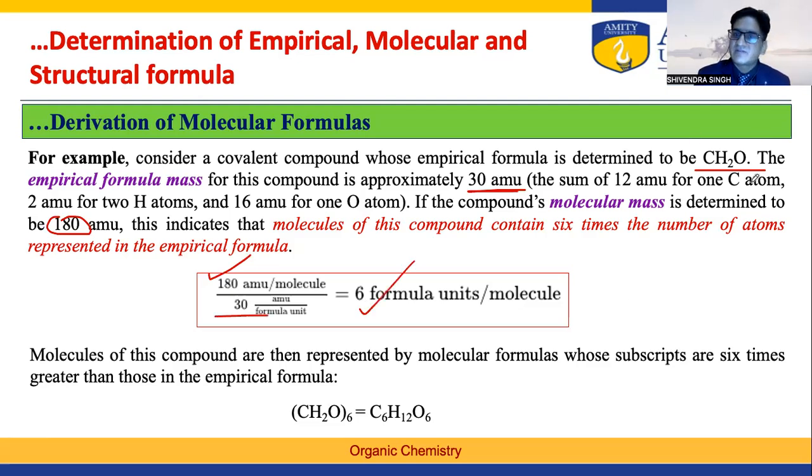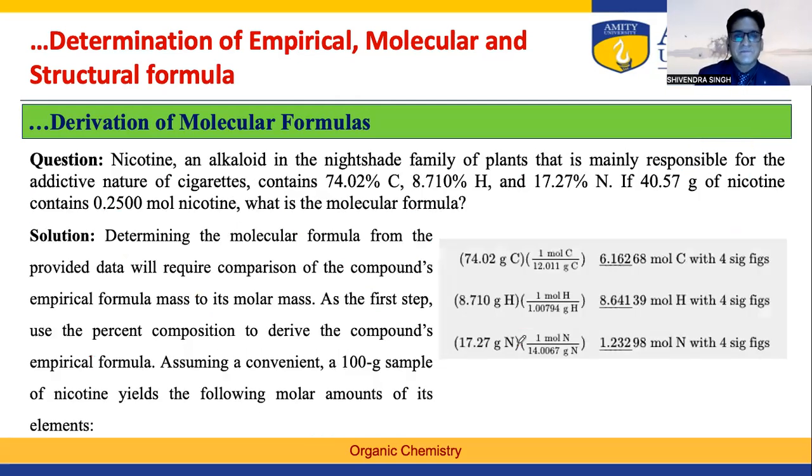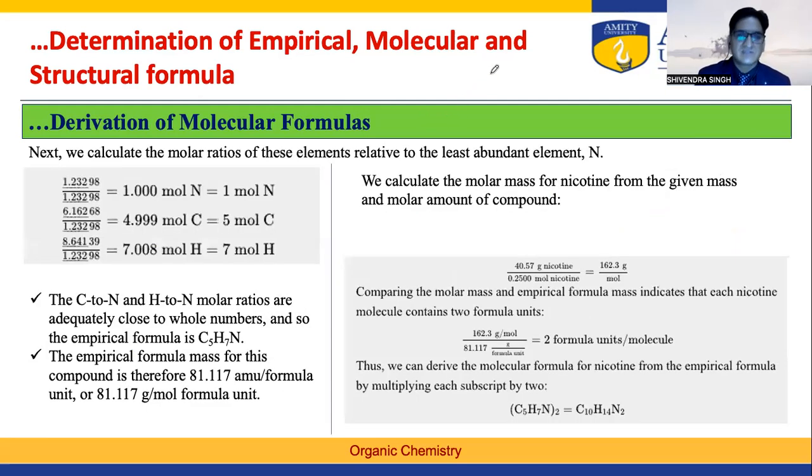We know the empirical formula is CH2O. Then we multiply this CH2O by 6, and we get C6H12O6, which will be the molecular formula of the compound. Right. Similarly, we can have a variety of questions, but the answers follow a similar pattern. For practice, I have added this particular slide. You can pause and go through this PPT and solve it. It's quite easy to understand.